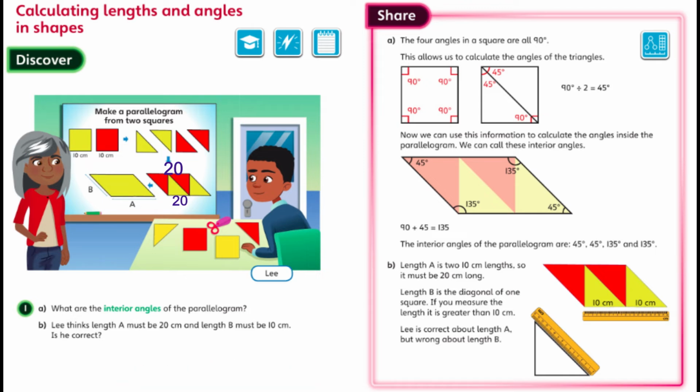But what about length B? Length B is the diagonal side of that triangle. We don't know that length because when he cut the square in half diagonally, he created a new length that cuts down the middle. Now, unfortunately, I'm not there with you. I can't whip out my ruler and prove to you that this does not measure 10 centimeters. So have a look at the share side of the page under B. Read through, and they're going to explain there as well that while he is right about length A, he's not correct about length B.